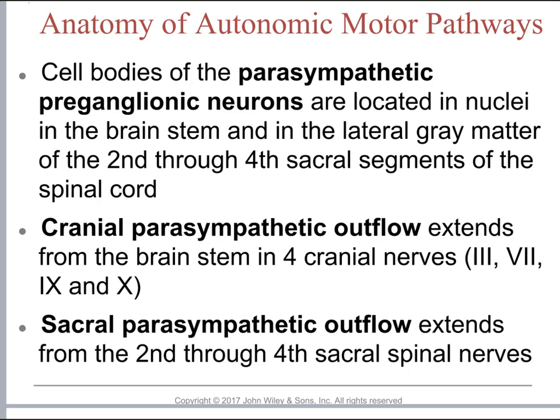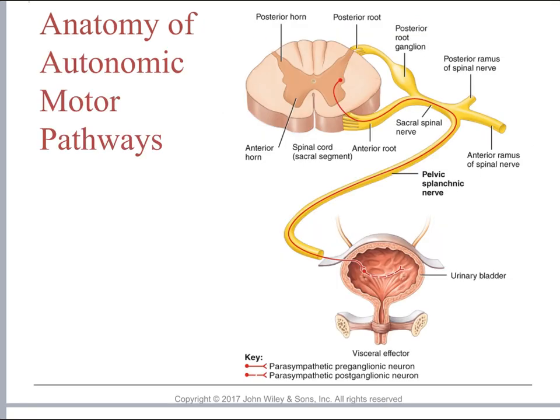Now again, we didn't really talk about these cranial nerves, but if you go back to A&P 1, cranial nerve 10, the vagus nerve, is one of the most important cranial nerves in the body as it touches almost all of our visceral organs. So we will revisit this again. And then sacral outflow extends from the 2nd through 4th sacral spinal nerves. Remember our terminology, craniosacral. Now let's take a closer look at that parasympathetic motor neuron.